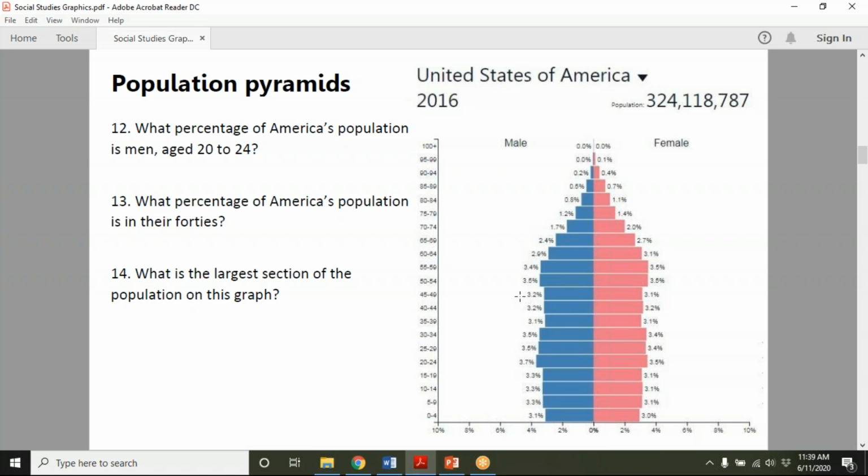Number 14, what is the largest section of the population in this graph? 20 to 24 for male and female, I think. Yeah, men aged 20 to 24 is 3.7%. For women, there's a couple of 3.5s, one of which is the 20 to 24. So the 20 to 24 age group is a pretty big one. Now, there's not a lot of deviation.